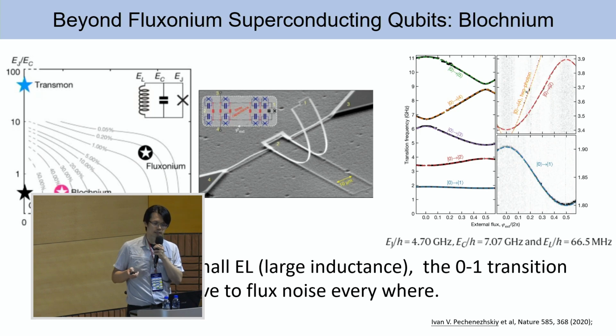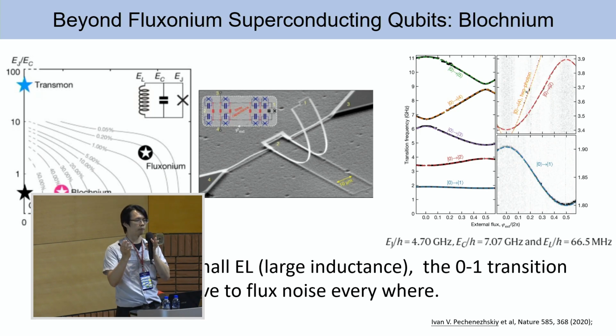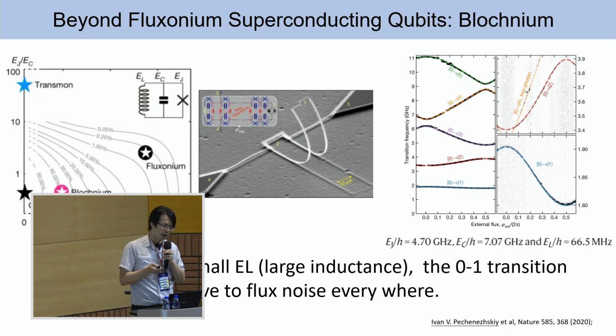What will happen is that because you make this parabolic term really spread out, the curving up is very, very slow, and because the mass, which is the inverse of this EC, is really, really small, it looks like a light particle in this potential, and so the wave function is spread out over the various cosine potential right here. And with that, you can make a qubit that is less sensitive to flux noise.